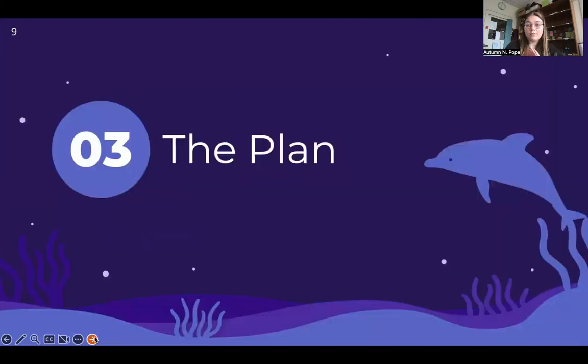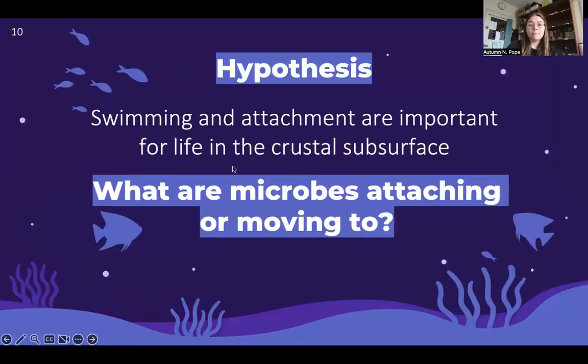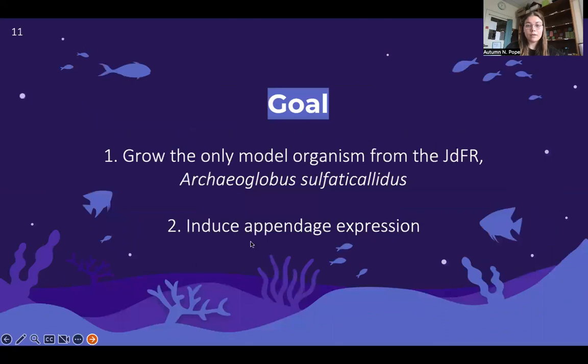So my big plan, based on this information, I hypothesized that swimming and attachment via motility structures or appendages are important for life in the crustal subsurface. So my big question was, what are these microbes attaching to or moving to? My goal was to grow the only model organism from the Juan de Fuca Ridge. It's called Archaeoglobus sulfaticallidus. And once I got that growing, I wanted to induce appendage expression, primarily through biofilm production.